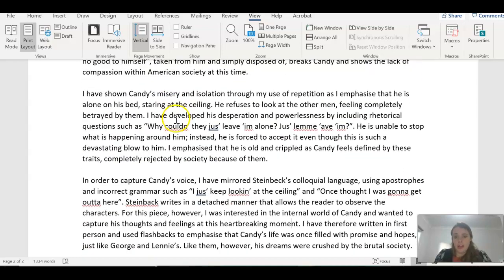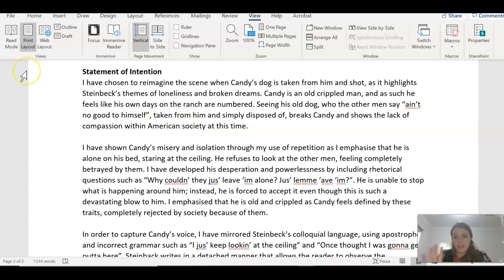Hopefully that helps you when you're writing your statement of intention. Feel free to use this as a model, and you've also got the sentence starters and the questions that I've sent you as well. So you just need to make sure that those key structural ideas are going in there.